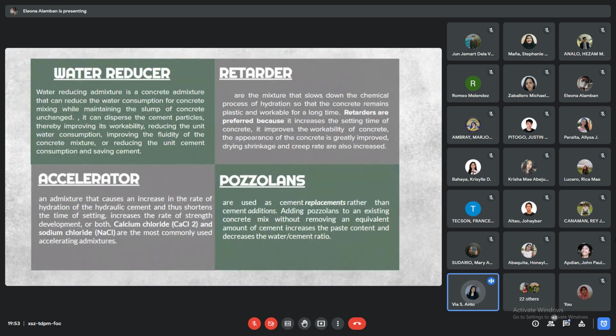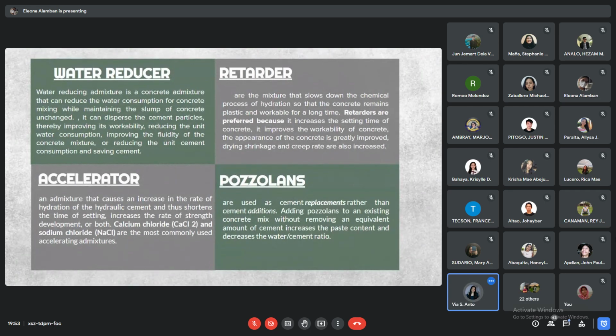Then what is retarder? Retarders are admixtures that slow down the chemical process of hydration so that the concrete remains plastic and workable for a long time. So retarders are preferred because they increase the setting time of concrete. It improves the workability of concrete. The appearance of the concrete is greatly improved. Drying shrinkage and creep rate are also increased.